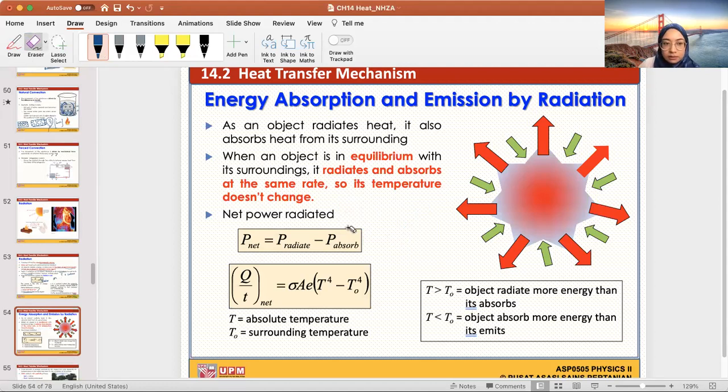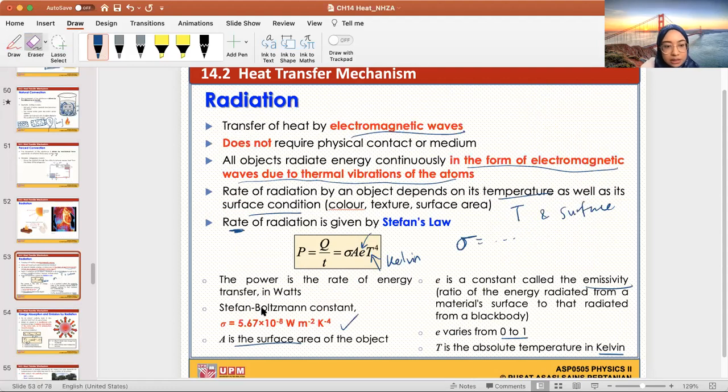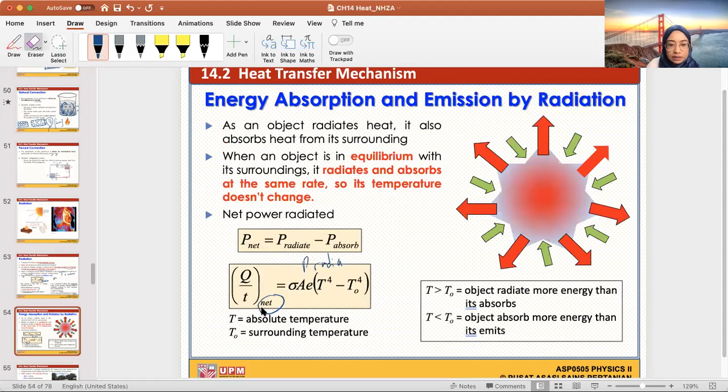Okay, so this is the equation. This is P radiate minus P absorb. Yes, this is the net. This is the keyword here, net. Maksudnya P radiate minus P absorb. Dia bukan Q over T yang tadi ya. It's not the same as this guy. This is Q over T, not the net. It's just radiation. This guy is net, radiation minus absorption. Okay, so this is radiate punya temperature. This is absorb temperature. When T radiate is greater than absorb temperature, it radiates more energy than it absorbs, vice versa. Okay.